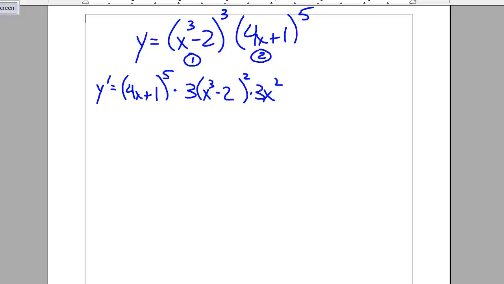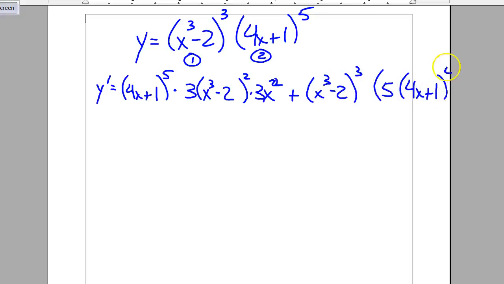That's by far the most common mistake I see. Because you get this product and chain, and this part of the chain rule, there's just so much going on, it's easy to forget that one little piece, the derivative of the inside there. Plus, the first thing times the derivative of the second thing. And again, make sure you remember to multiply by the derivative of the inside.